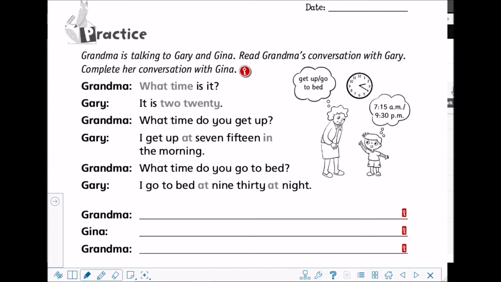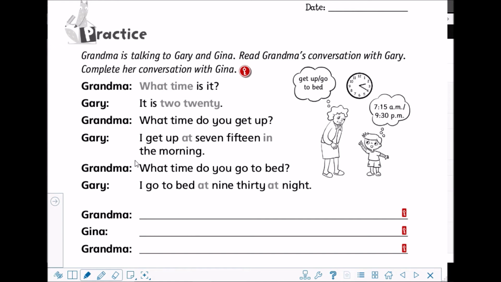Workbook, page 17. Practice. Grandma is talking to Gary and Gina. So read Grandma's conversation with Gary. Okay, this is an example. You can see Grandma and Gary, they are talking. So Grandma is asking Gary some questions and Gary is answering the questions. And then we need to do the similar thing with how Grandma talks to Gina. What does Grandma ask and how does Gina reply?